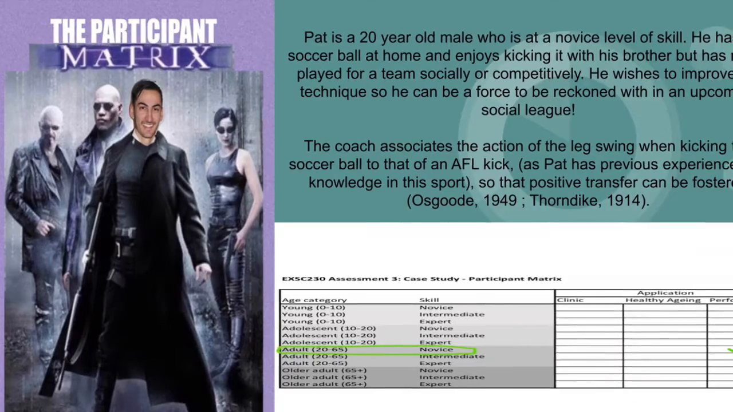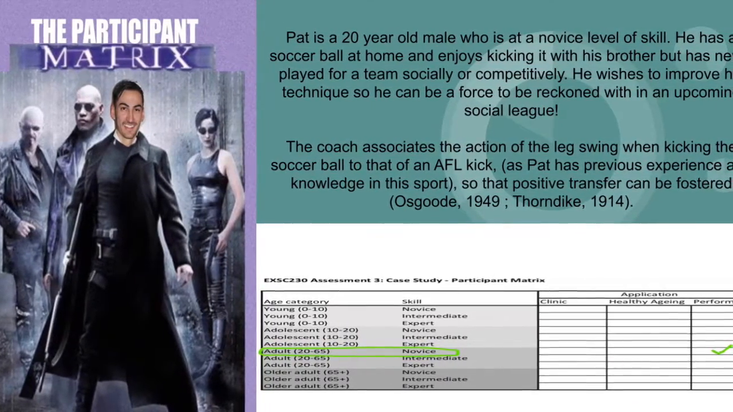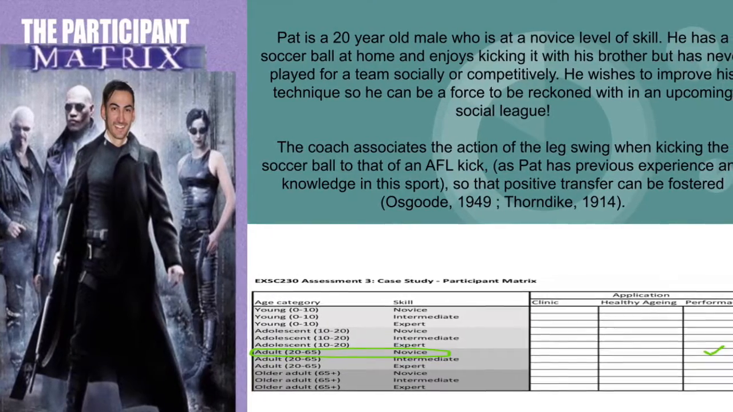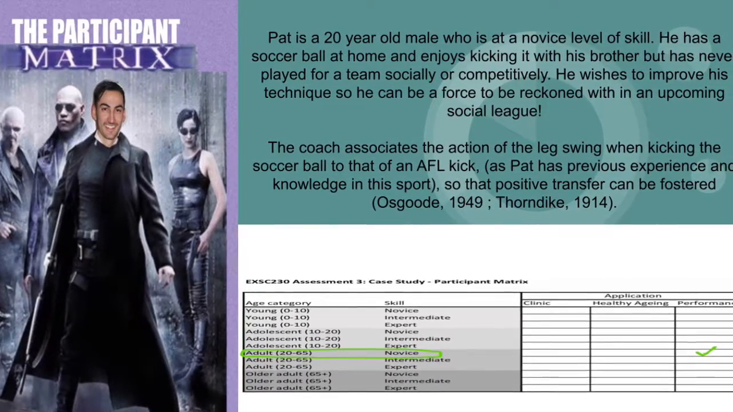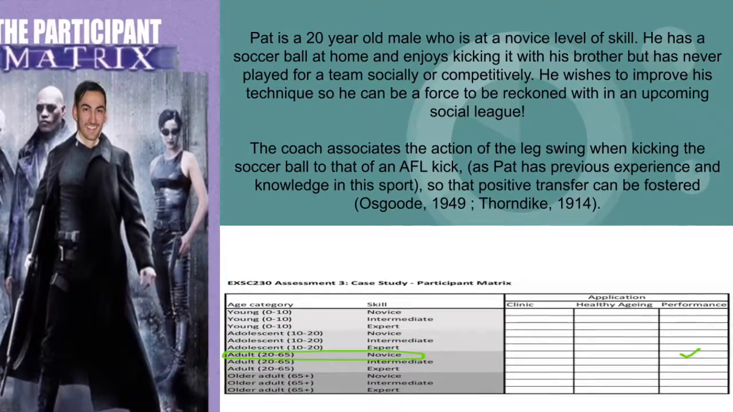Pat is a 20-year-old male who is at a novice level of skill. He has a soccer ball at home and enjoys kicking it with his brother, but has never played in a team socially or competitively. He wishes to improve his technique so he can be a force to be reckoned with in an upcoming social league.